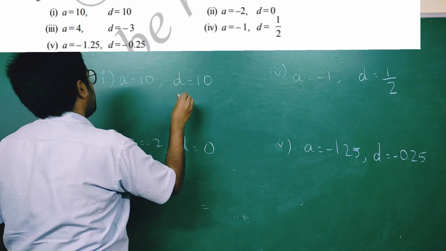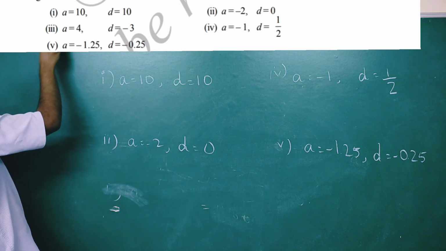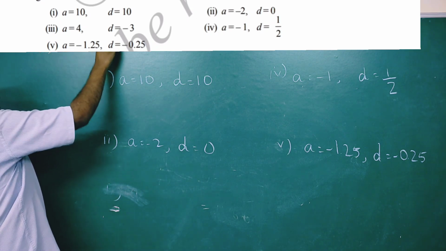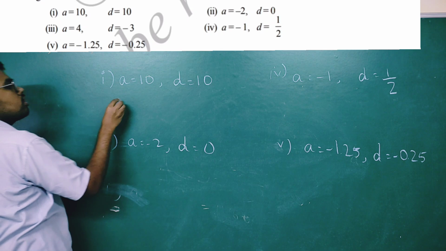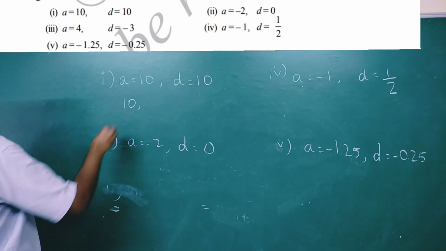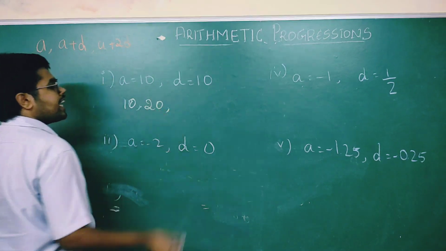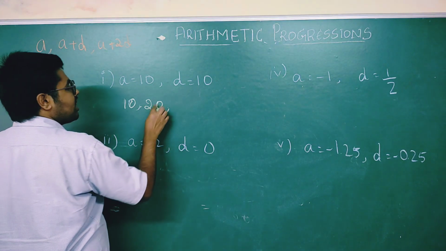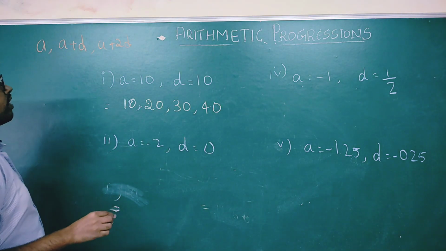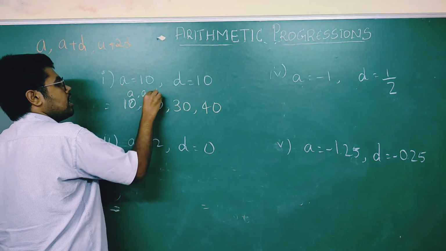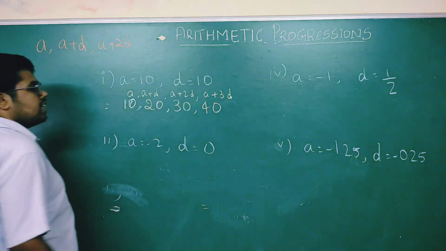I told you the general formula, let me put the general formula here. What is the general formula of AP? It is a, a plus d, a plus 2d. Now how do I write this in the series? The first term is always the 10 itself. What is the next one? The next one is a plus d, 10 plus 10, 20. What will be the next one? It is very easy, just add 20 to 10, it becomes 30. What is the next one? It is just 40. Okay, this is the series. So it is a plus d, and this we got from a plus 2d, and this we got from a plus 3d. You can solve it and see. It is very easy, right?